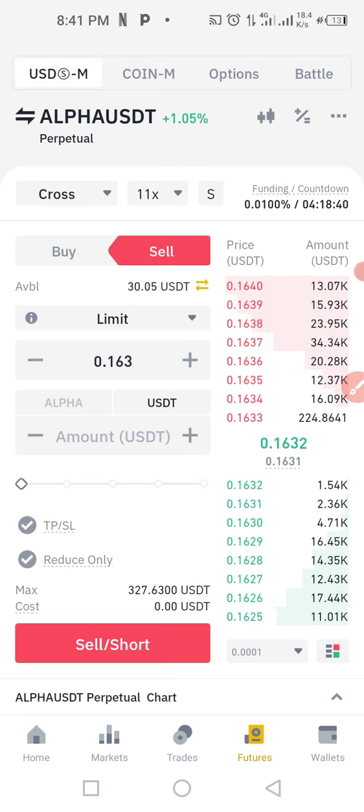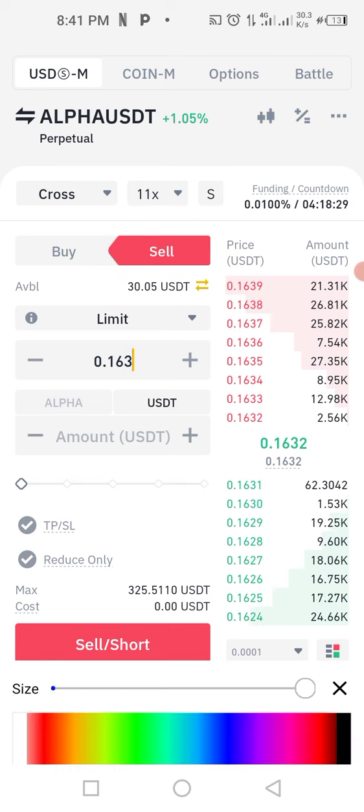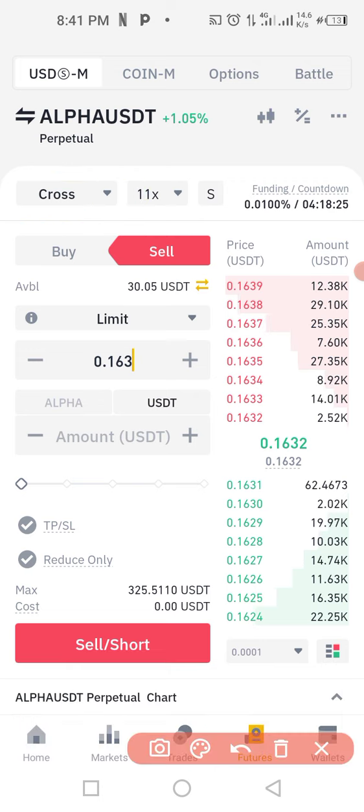This is what we call the margin mode. Let me circle it. So this is the margin mode. This one. So let me click on it now. You see.